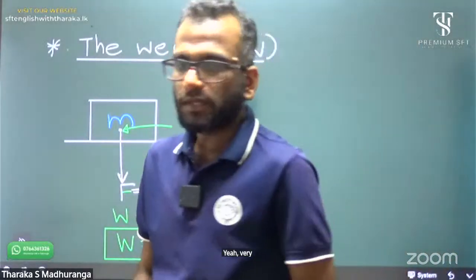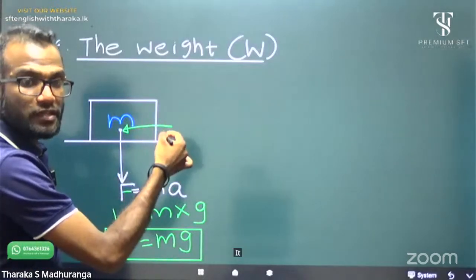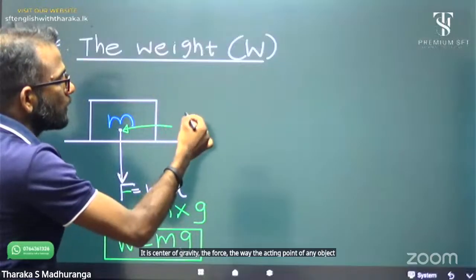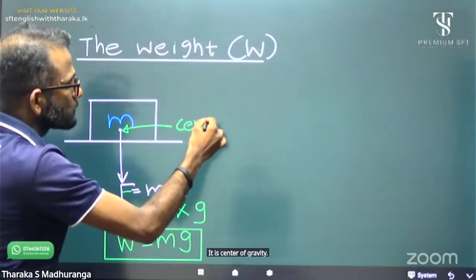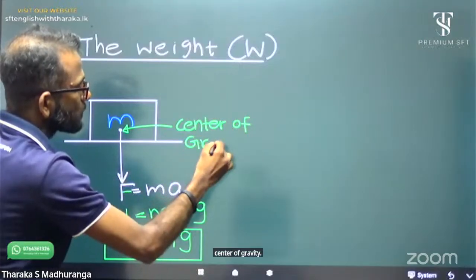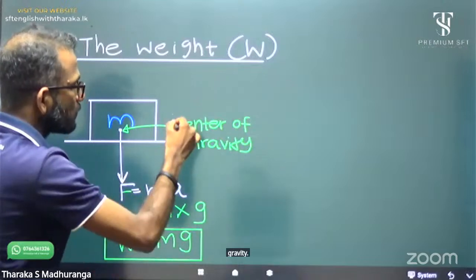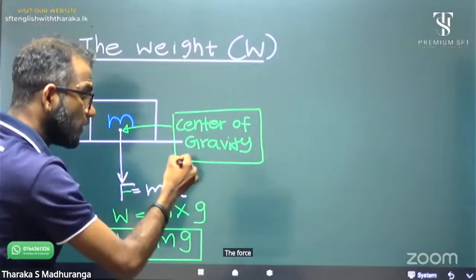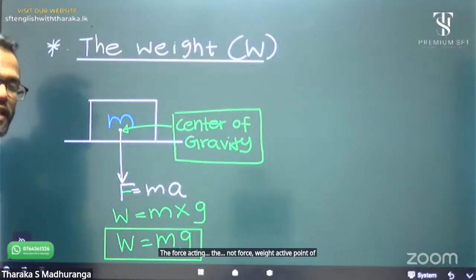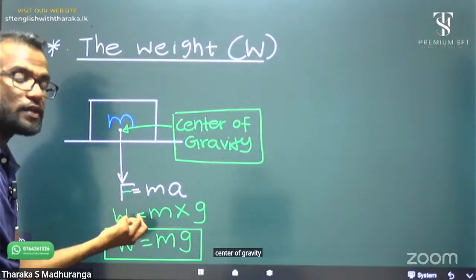Yeah, very good, Dashmita. It is the center of gravity. The weight acting point of any object is the center of gravity. And that's the method to calculate the weight of any object.